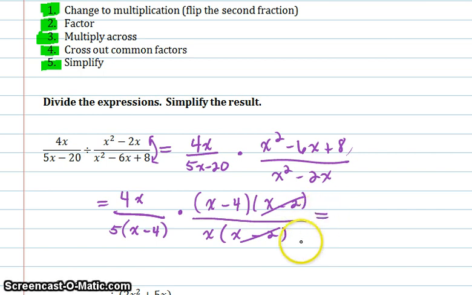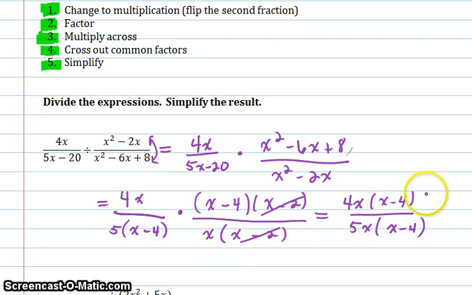Now we're going to multiply across, so we have 4x times x minus 4 over 5. And then we've got an x here. I like to keep those out front. And then x minus 4. On the top and the bottom we've got x minus 4. Those cancel out. On the top and the bottom we have x, and then 4 and 5 don't have any common factors. So this was actually just a very complicated way of saying the fraction 4/5.